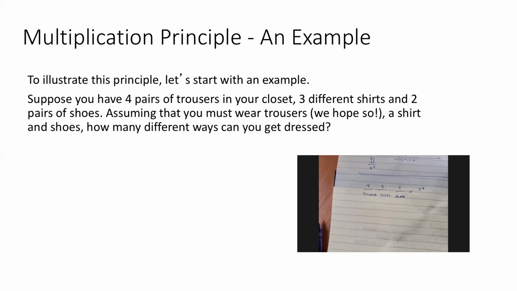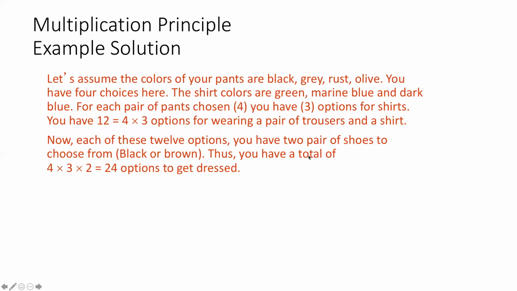Some of you guys may be thinking, I'm not going to wear weird outfits, but that's one way you could look at it. Again, you have black or gray, rust or olive colored pants. You have 4 choices there. Shirts, you have green, marine blue, and dark blue. And shoes, you might have brown or black, and you get 24 different options.